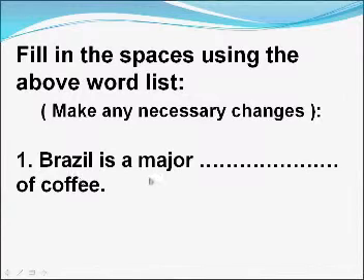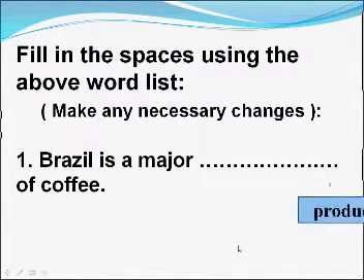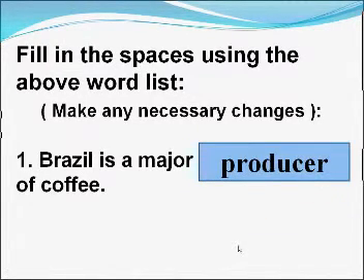Number 1. Brazil is a major blank of coffee. You can hear it. Very good. Is a major producer of coffee. So Brazil is a major producer of coffee.